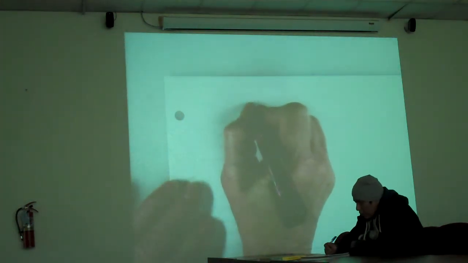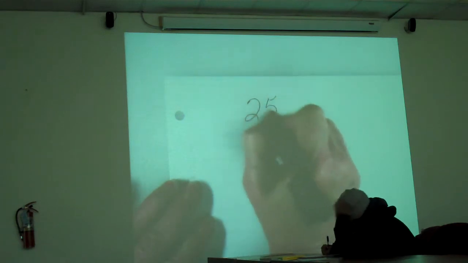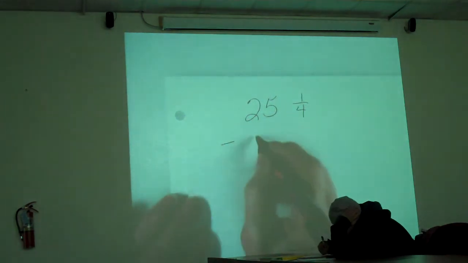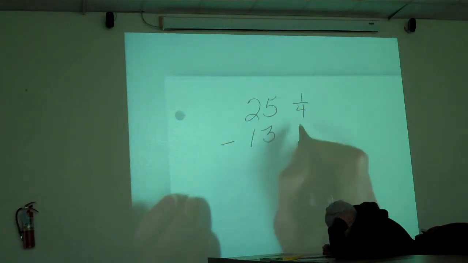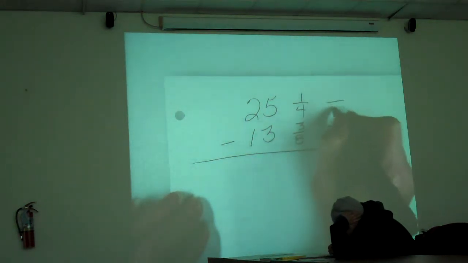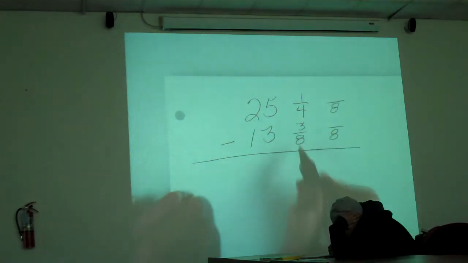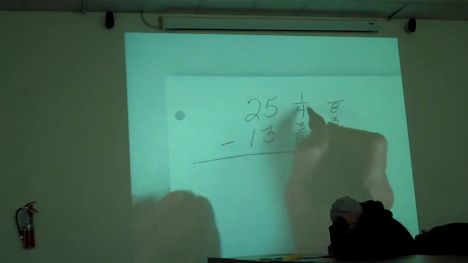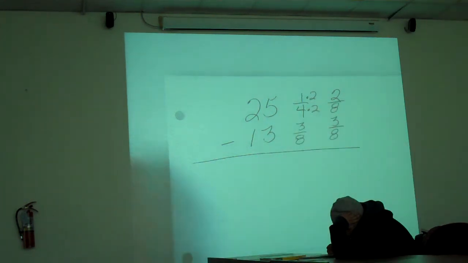Okay, let's do 25 and 1/4 minus 13 and 3/8. Common denominator, 8. This stayed the same, so the 3 stays the same. 4 is times 2, so you have 2 on top.